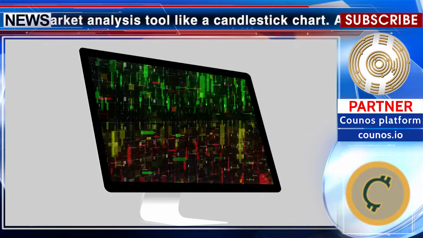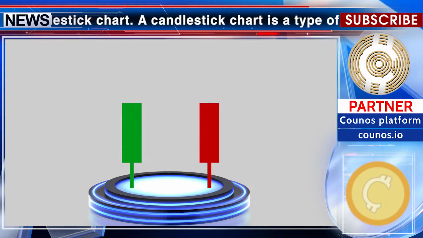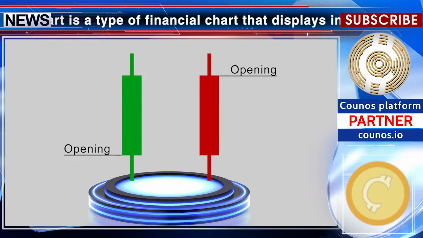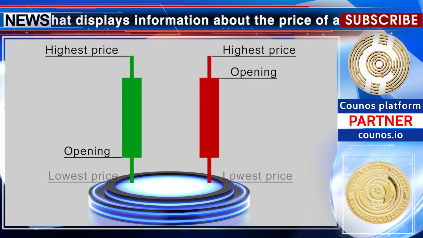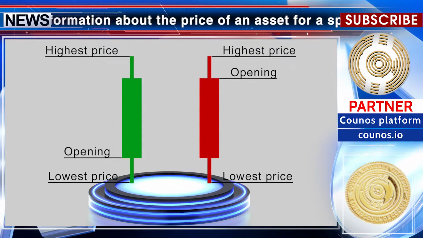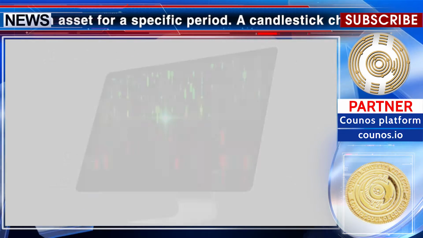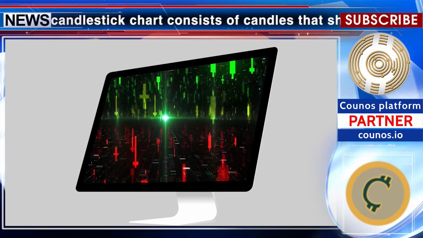A candlestick chart consists of candles that show the opening price, the first registered trading price of the traded asset. The highest price is the highest registered price. The lowest price is the lowest recorded price. The closing price is the last recorded trade price. The candlesticks are easy to read and represent the movement of the asset price.